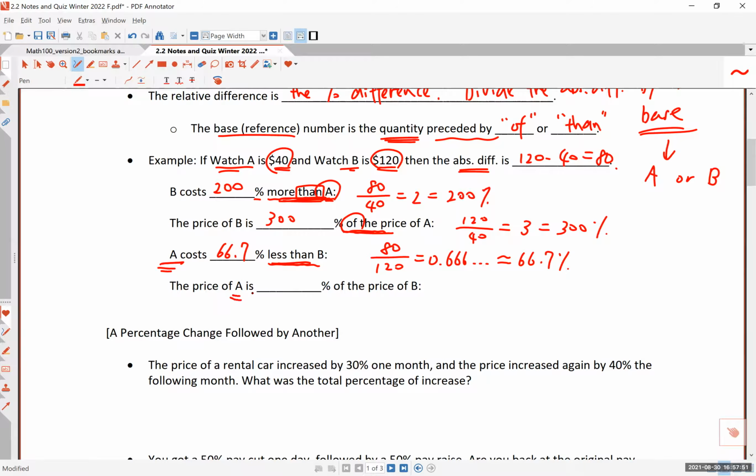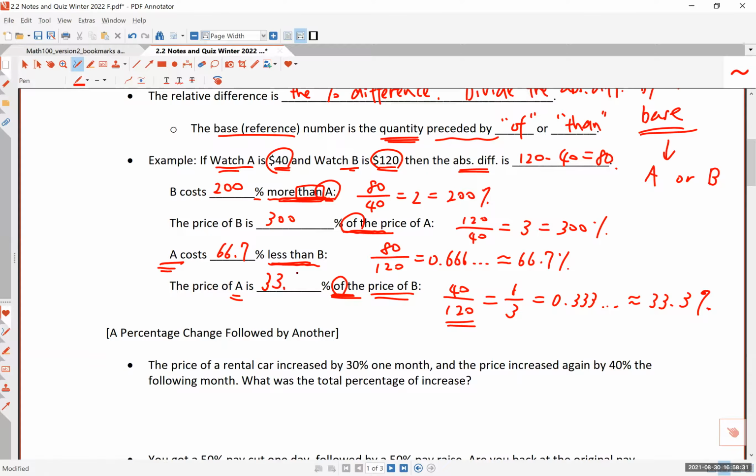The price of A is what percent of, this time it's not less than, but of the price of B. This time we are comparing the two prices, 40 and 120. Remember, we know 120 is the base because the comparison is relative to, or with respect to, the price of B. And so this turns out to be 1/3. 1/3 is the same as 40 over 120, and that is 0.333 repeating, which is approximately 33.3%.